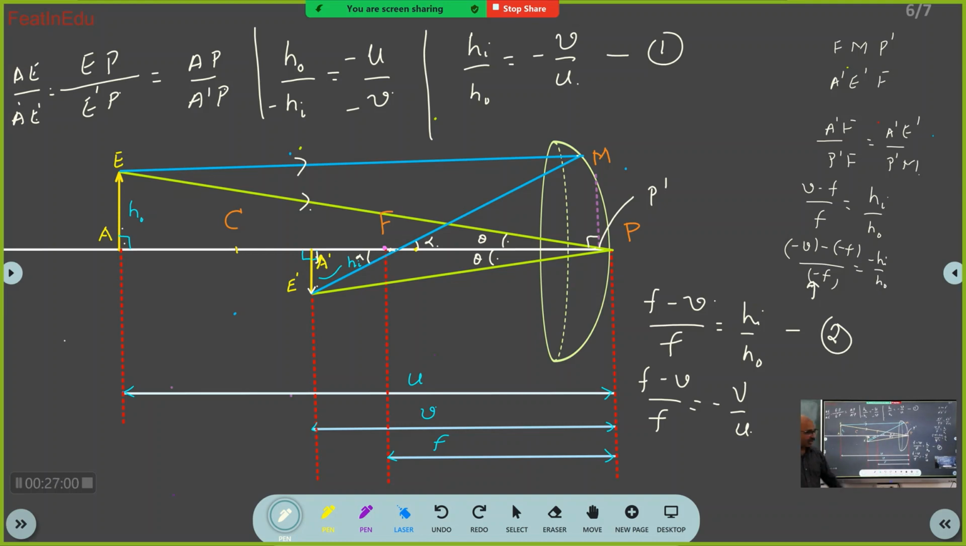Now can you simplify and get the beautiful format? What is it? 1 by B plus 1 by U is equal to 1 by U. You should get it in that format. Can you do it or shall I do it? Shall I do? Yes, please.